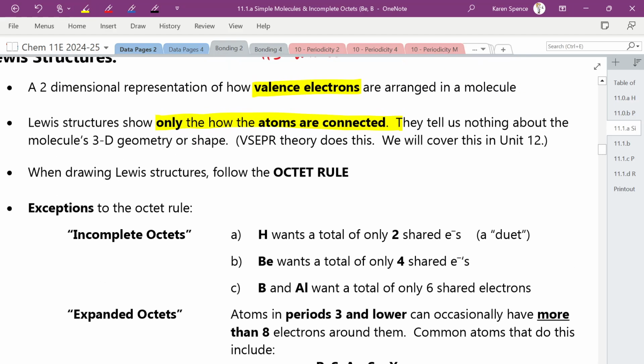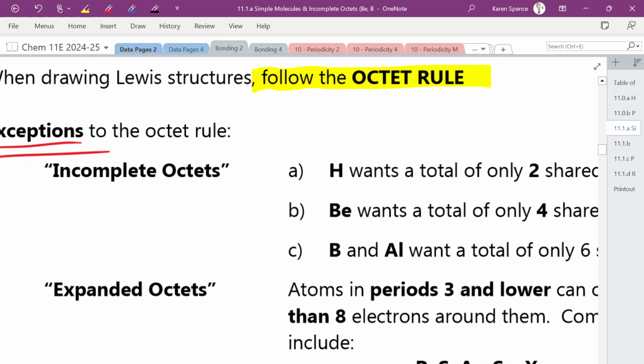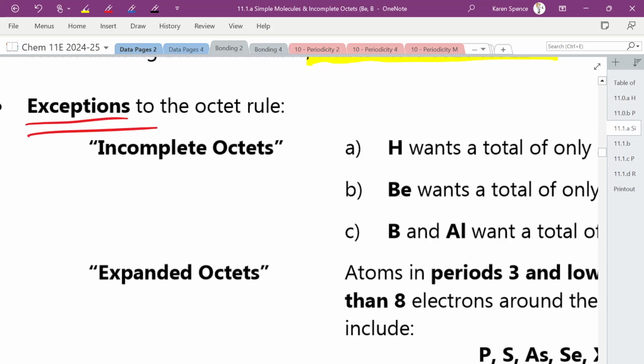When you're drawing Lewis structures, you're always going to follow the octet rule, except we already know one. How many does hydrogen want?